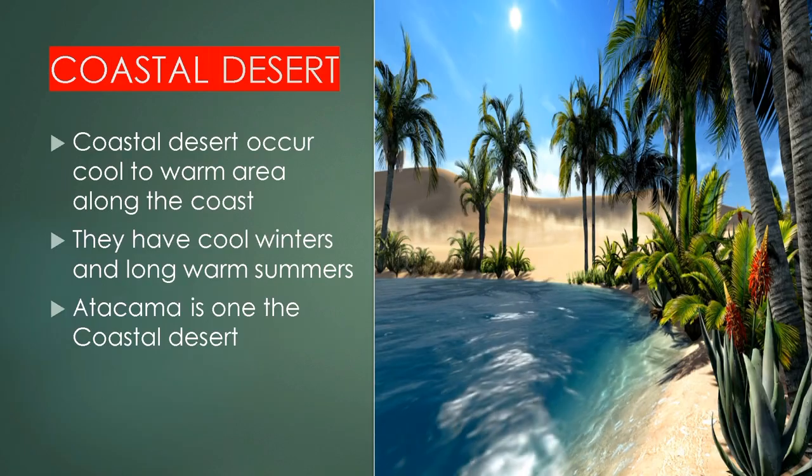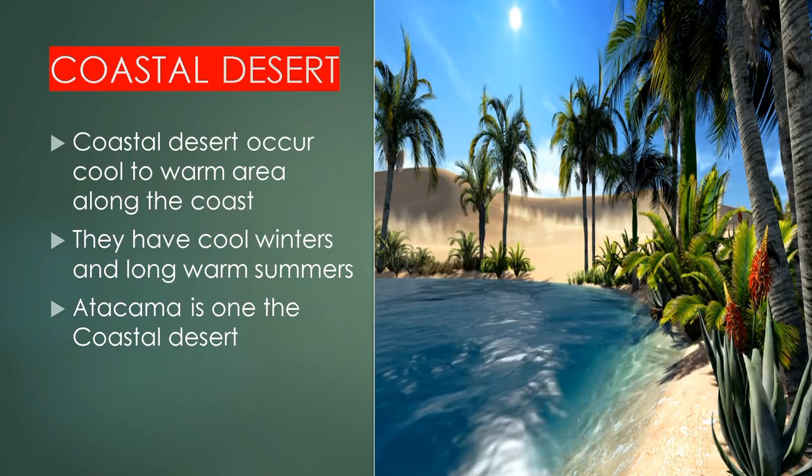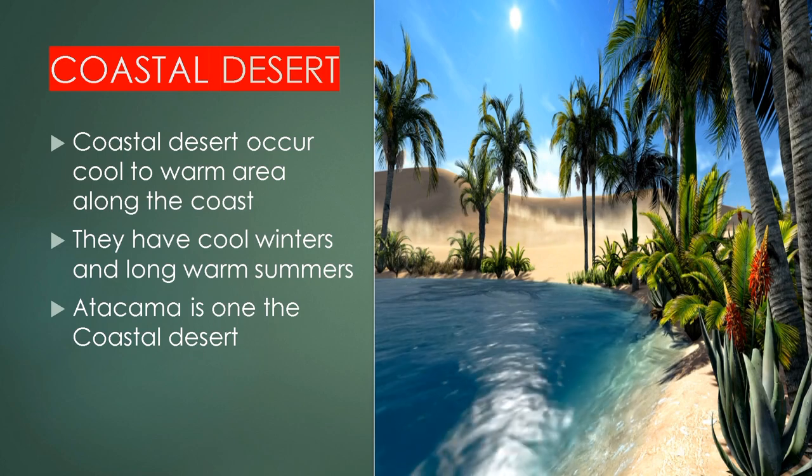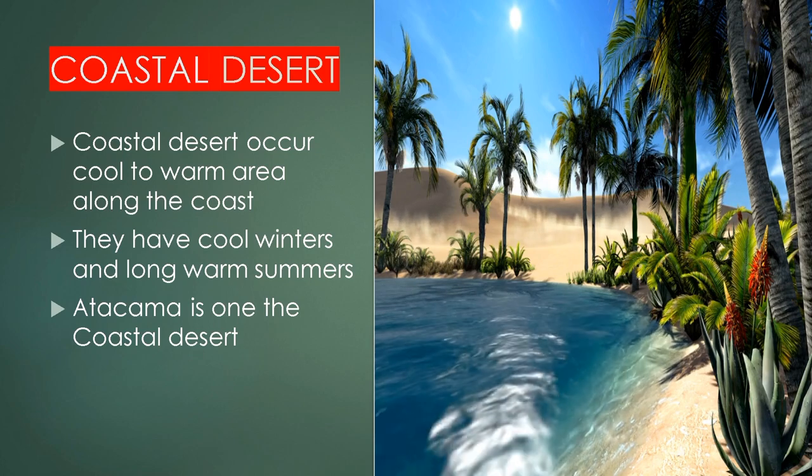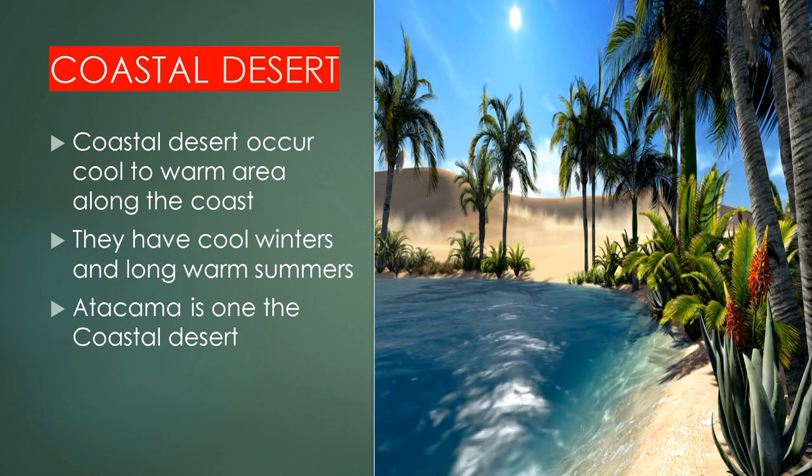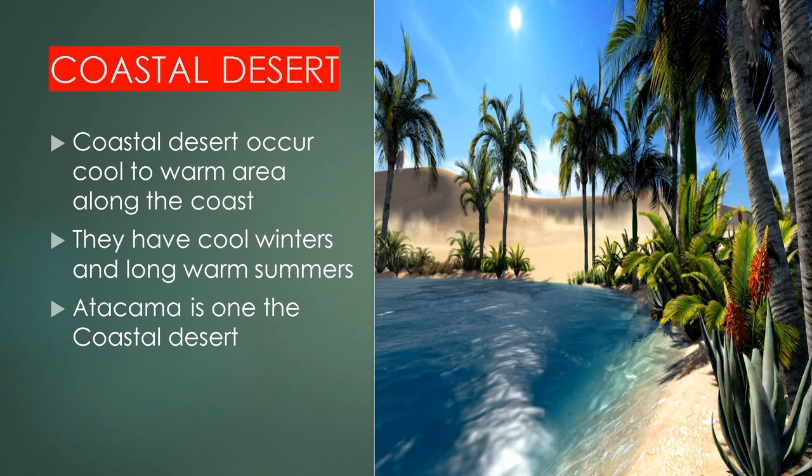Coastal desert. Coastal deserts occur in cool to warm areas along the coast. They have cool winters and long warm summers. Atacama is one of the coastal deserts.